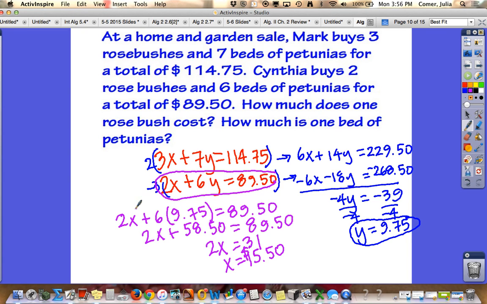Okay, so I'm checking this, and let's see. Rose bushes at $15.50. That seems reasonable. Bed of petunias for $9.75. That seems reasonable as well. So to answer my questions, how much does one rose bush cost? One rose bush costs $15.50. How much does the bed of petunias cost? $9.75.